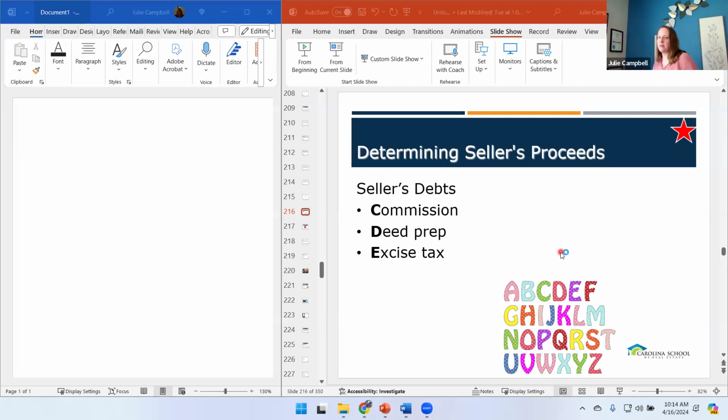When we talk about the seller's debits, unless you're told otherwise, the seller will pay commission. The seller will pay to have the deed prepared, and the seller will pay excise tax. If you're told otherwise, always do what the problem tells you. If the problem doesn't give you excise tax, don't worry about excise tax. Just deal with the numbers that the problem gives you.